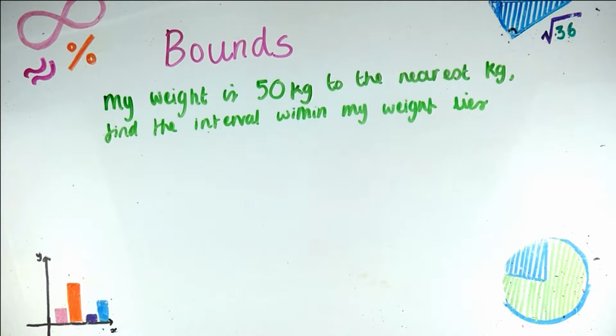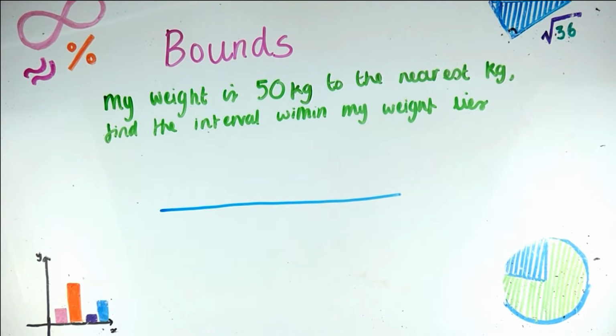So this is a typical bounds example, just to introduce the idea. My weight is 50 kilograms to the nearest kg. Find the interval within which my weight lies. So my weight might not be exactly 50 kg, it could be, but it's saying to the nearest kilogram. So the way to look at this is to draw out a number line.